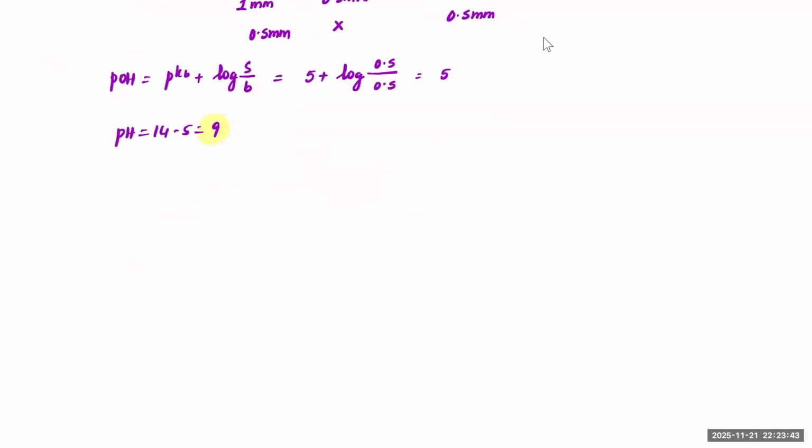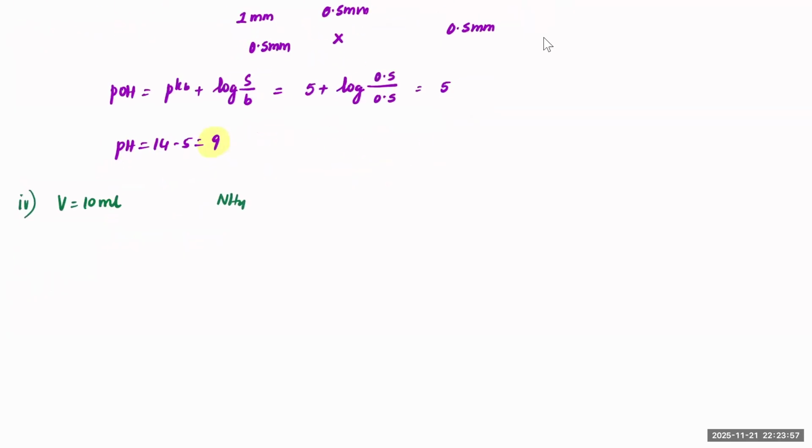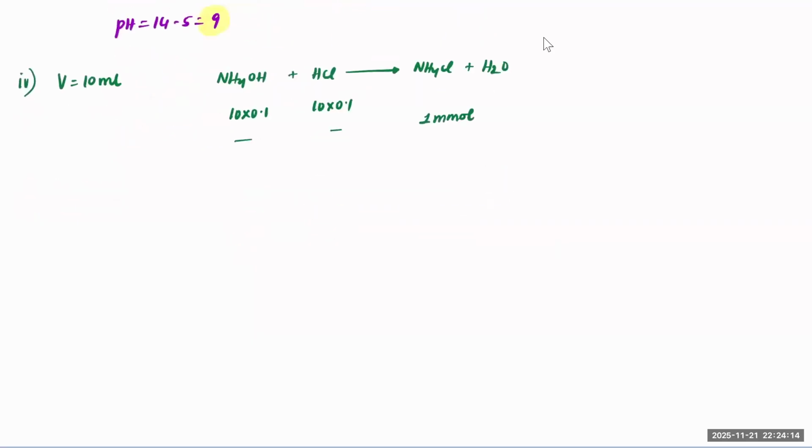Now, let's see the fourth one. Fourth one is a case where the volume is 10 ml. So in such case, what do we have? NH4OH plus HCl is giving NH4Cl plus H2O. So here, this is also 10 into 0.1. This is also 10 into 0.1. Both will be done and you'll have 1 millimole of ammonium chloride.